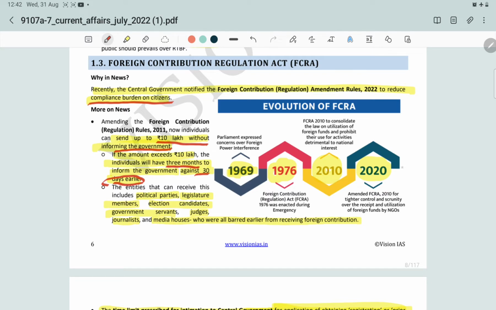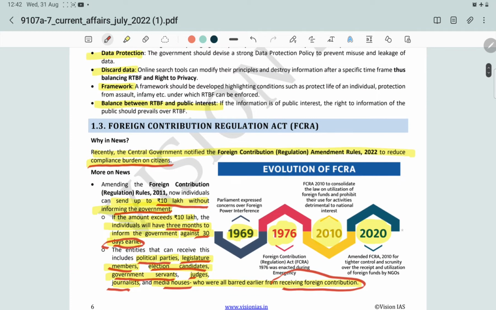The entities that can receive these funds, foreign contributions, include political parties, legislature members, election candidates, government servants, judges, journalists, and media houses, who were all barred earlier from receiving foreign contribution.